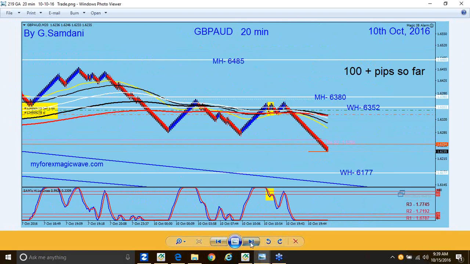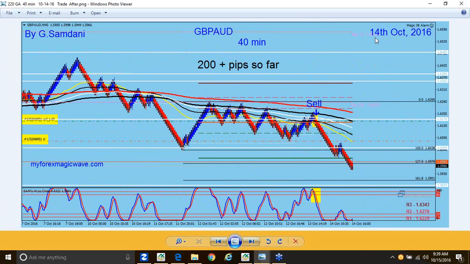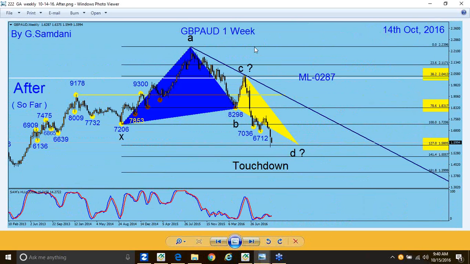I just showed you this one already. And then this is Pound Aussie on the 14th. And the 200 pip drop from here to here. And this is the final chart that we have on Pound Aussie. So this is what happened to Pound Aussie from here to here.